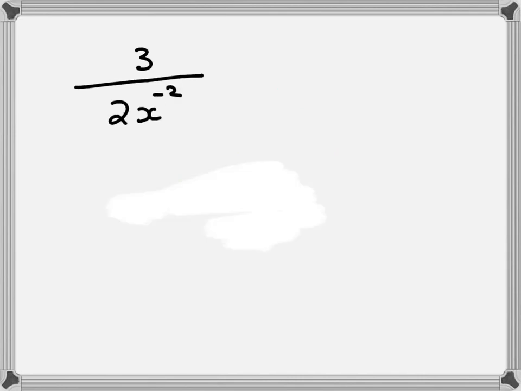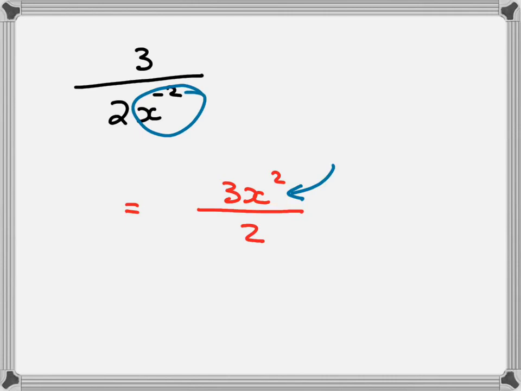Here, there's nothing wrong with 3. It stays in the numerator. It's got a positive 1 as an exponent. There's nothing wrong with the 2. It stays in the denominator. It's got a positive 1 as the exponent. It's only x that has a negative. So what do you think will happen? We're going to flip x up to the top. Everything else stays the same. So the 3 becomes 3x squared. It's joined by this x over here that becomes x squared. And the 2 stays where it is.